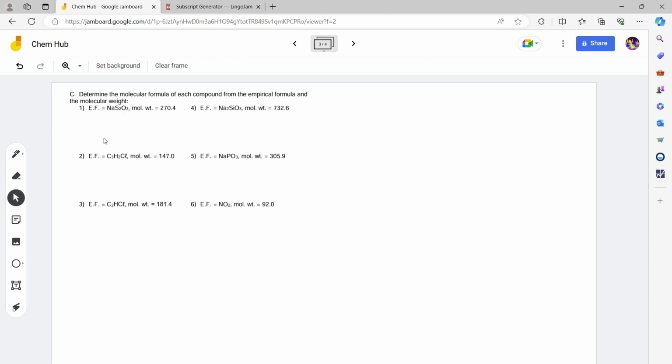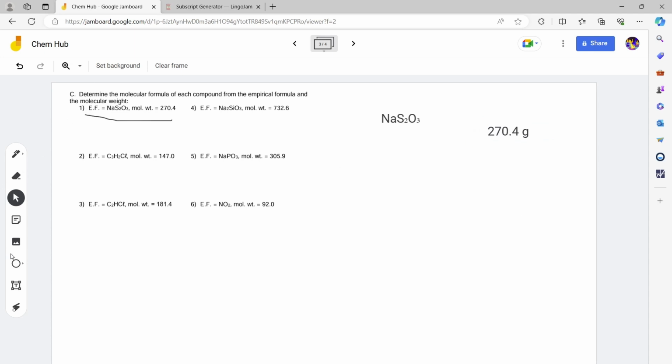Now for slide 3, we can do a molecular formula problem. So we essentially use a similar process. Once we have the empirical formula, we are able to find the molecular formula if we are provided the molecular weight. So let's look at problem 1. Our empirical formula is NaS2O3, and our weight is 270.4 grams. That is our molecular weight.